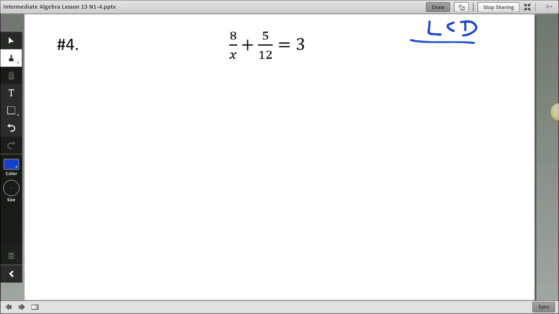So in this case, the LCD, and this is the case for any of them, is a combination of factors of all the denominators. So in this case, we've got an x, we've got a 12. So my LCD has to be 12x. Remember I said it was a combination. And so what I do is I'm going to multiply by the LCD.